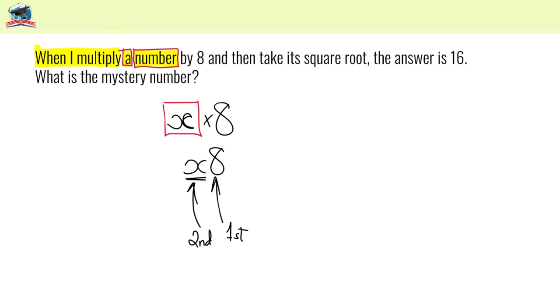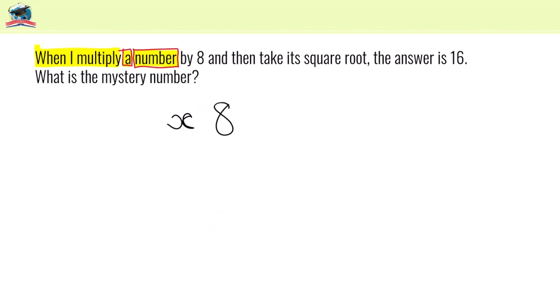So we're going to rewrite it. We rub this off, and bring this one to the other side. It's much better this way. So we've written it properly. We have 8x. When I multiply a number by 8, that is 8x, and then take its square root. How do I take its square root? You just go this way. That's how to take its square root.